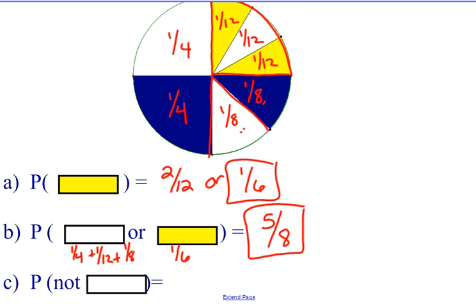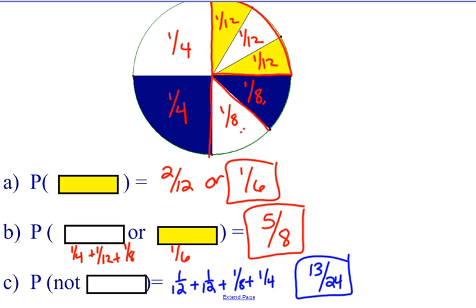Then, when I do the probability of not white, there's a couple ways you could do that. You can calculate the white and then take 1 minus that probability. Or you can realize if it's not white, that means that it's yellow or purple. So I'm going to go ahead and add my yellows and purples together. So my yellows are 1/12 plus 1/12. And my purples are 1/8 and then 1/4. So when I do that, I would find my probability to be 13/24. Hopefully that makes sense for a quick little review of probability.